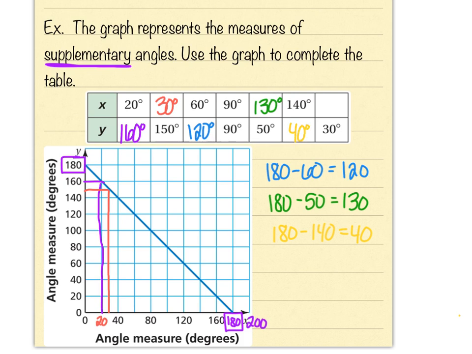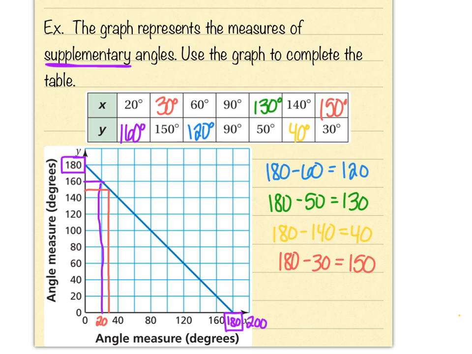And then the next one, if y is 30 degrees, then 180 minus 30 is going to give me 150 degrees. So just to recap, all I'm doing to find the other angle is subtracting the one that I have from 180 degrees, because I know together they would have to make 180.